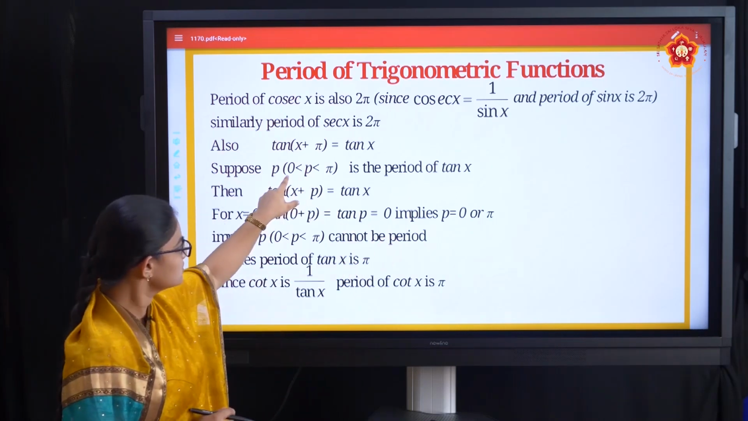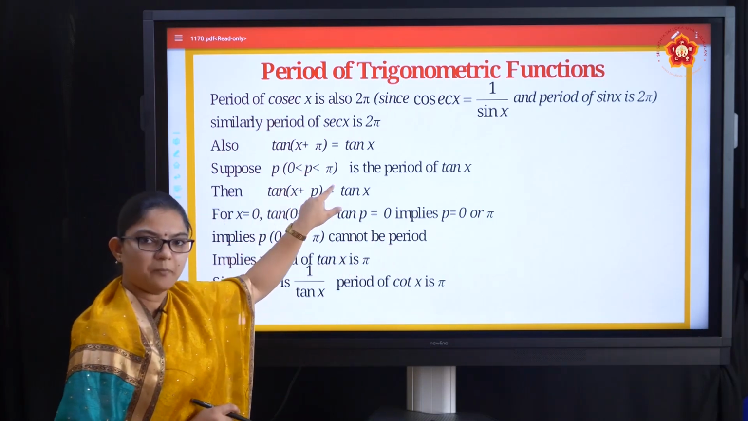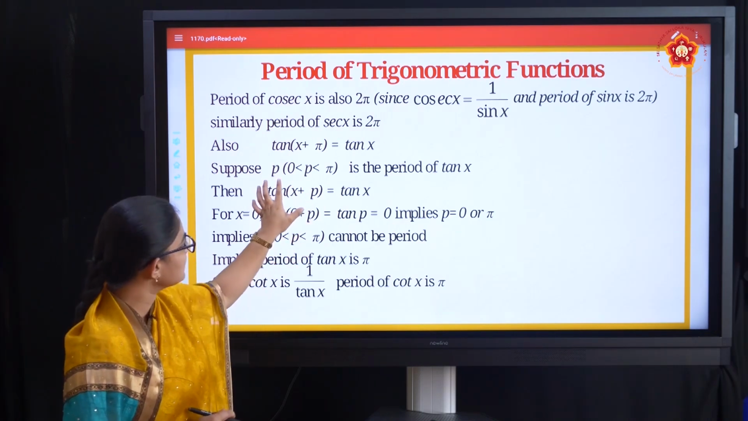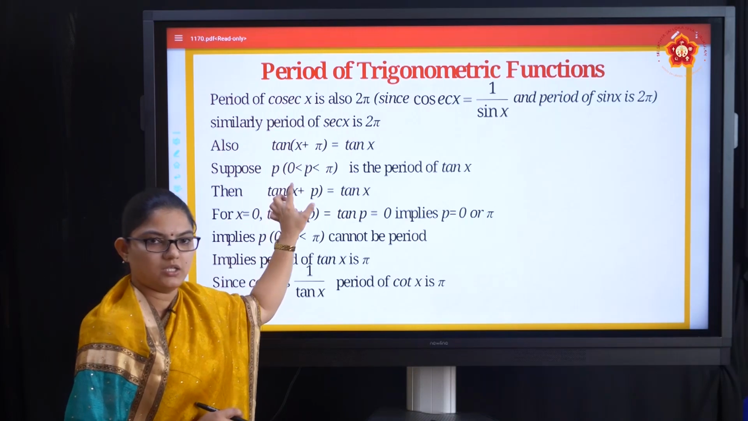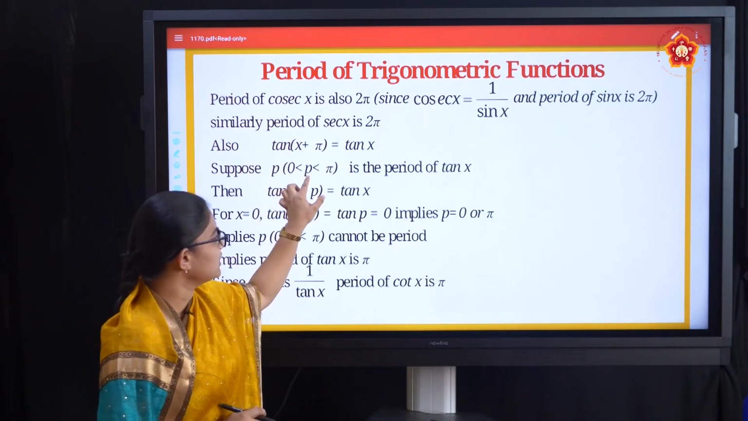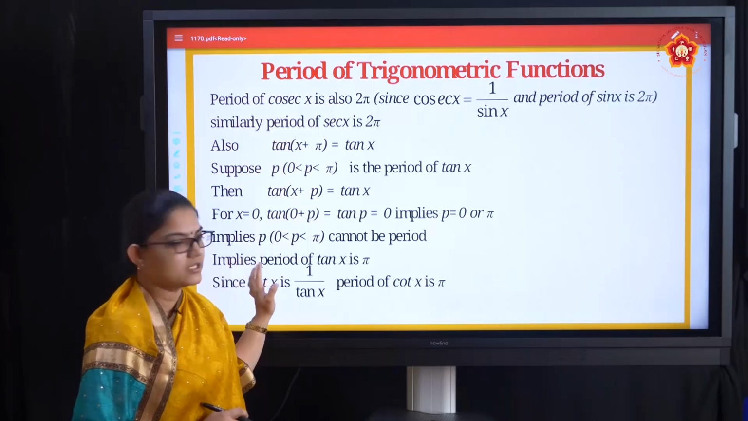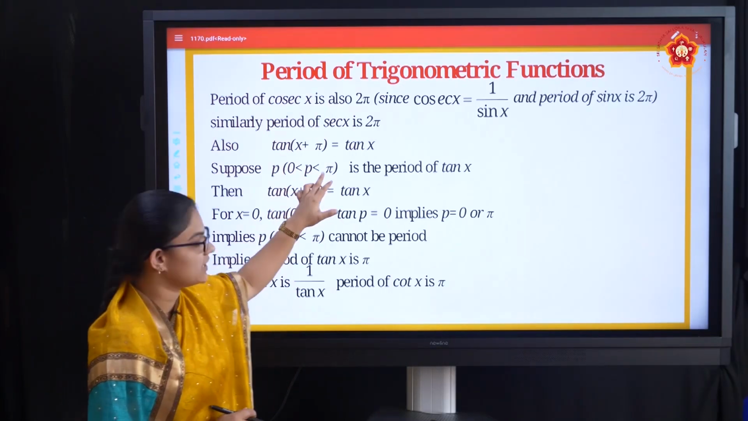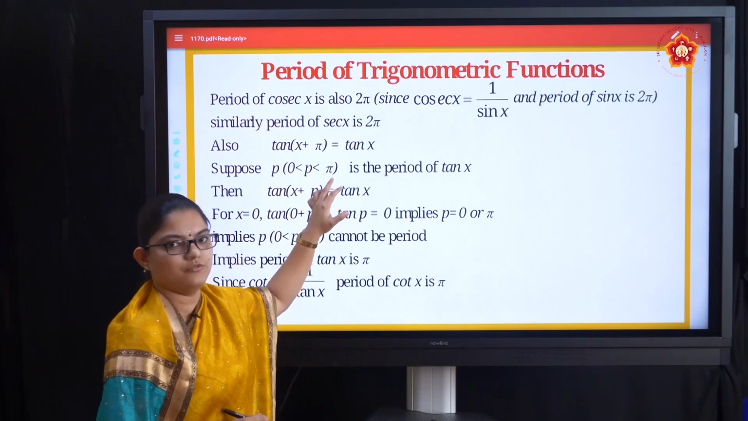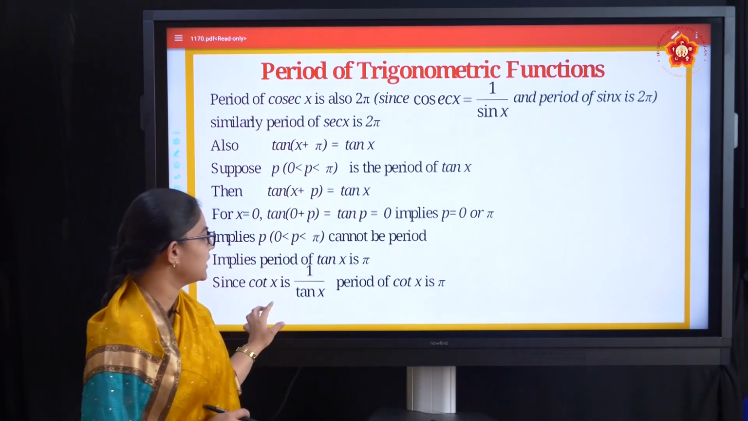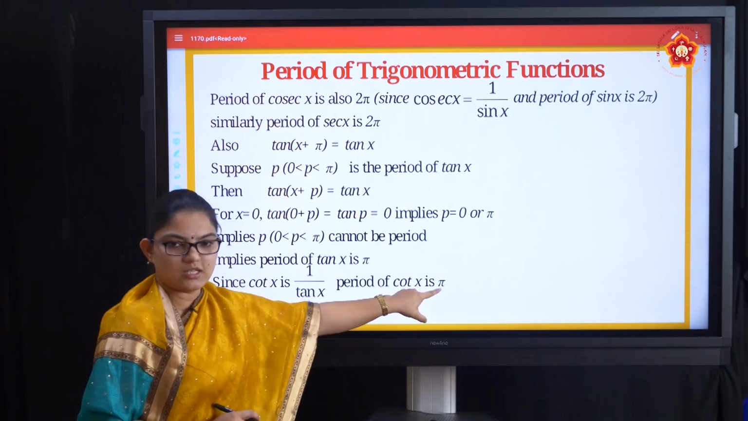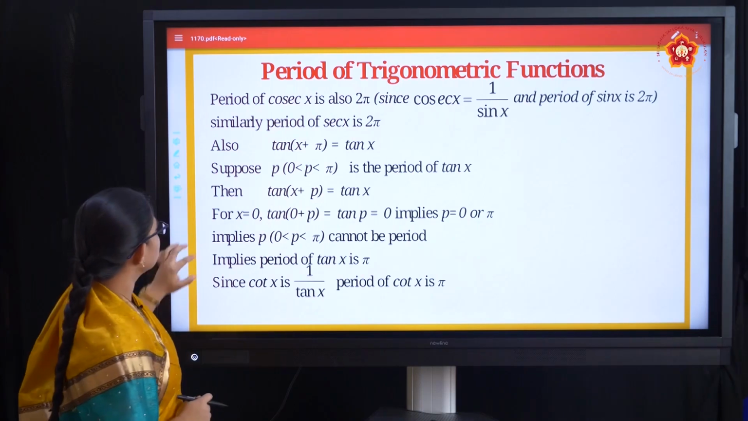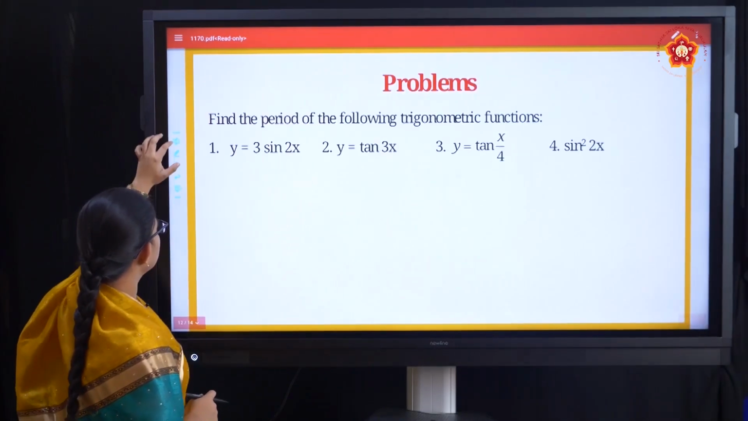But we have taken p in between 0 and pi, not equal to 0. So which is a contradiction. So therefore we say that p must not be there in between 0 to pi. That is, it's a proof for the fact that pi is the period of tan x. Similarly, we know that period of cot x is also pi because cot x is the reciprocal of tan x. Now let us solve the problems to find the period.